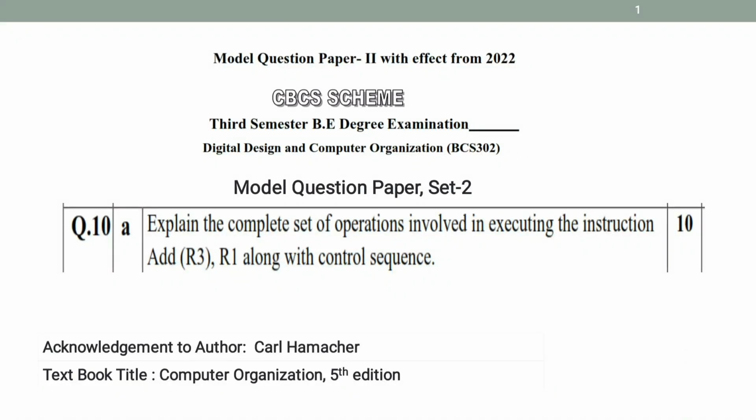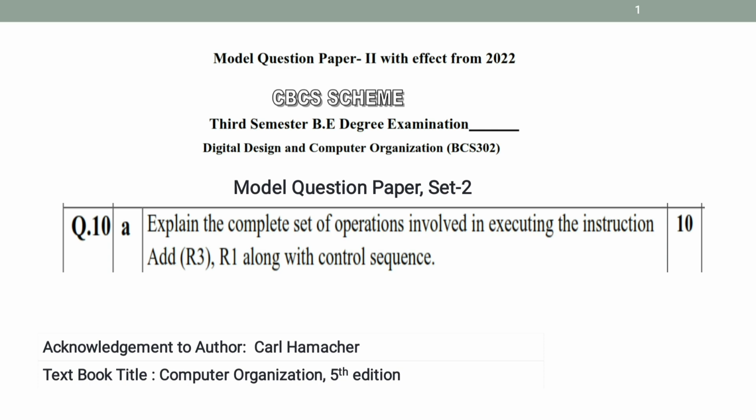Today we shall discuss question number 10a from model question paper set 2 of the subject Digital Design and Computer Organization, with subject code BCS302. The question is as follows. Explain the complete set of operations involved in executing the instruction Add (R3), R1, along with control sequence.